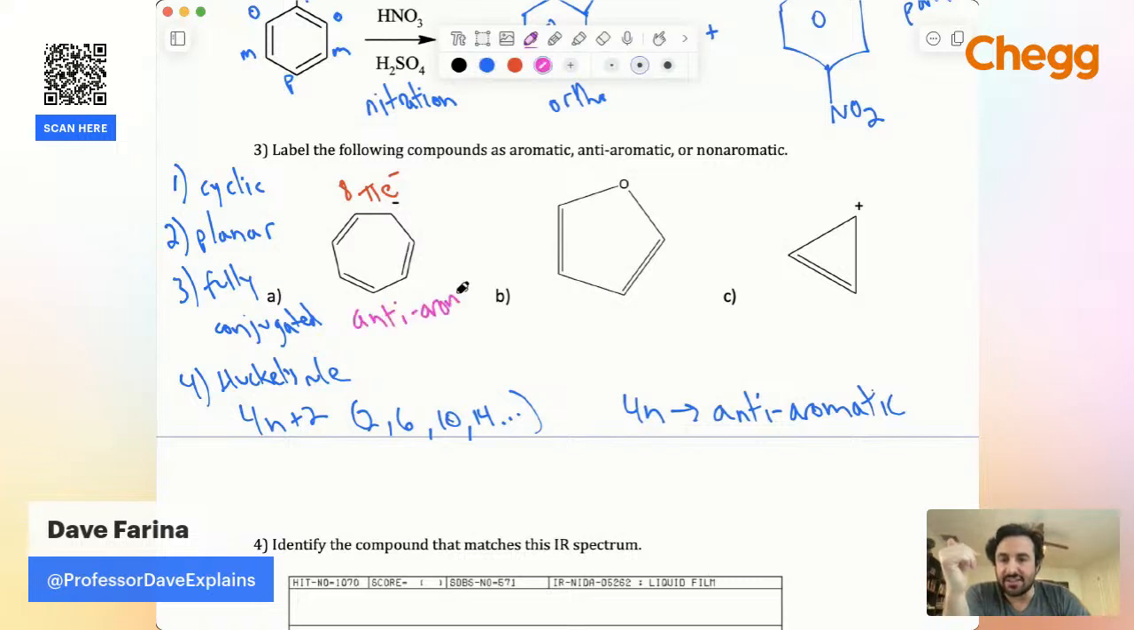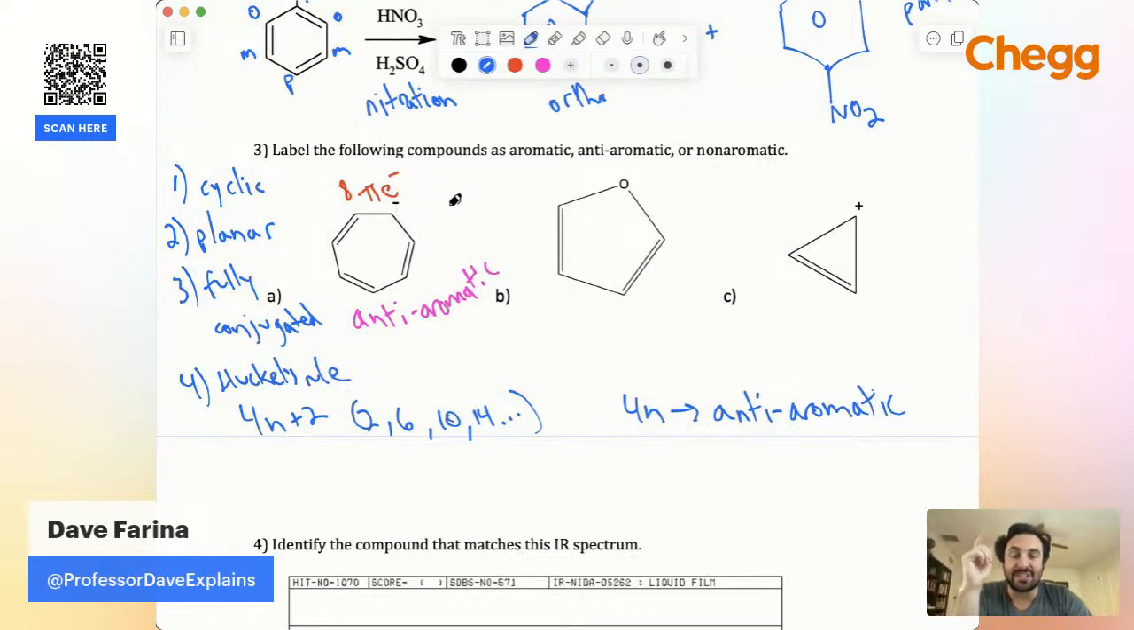So this is a specifically destabilizing situation, whereas aromaticity is stabilizing, brings the system to a lower energy. Anti-aromaticity brings the system to a higher energy. It is destabilizing. So that anion there makes it anti-aromatic. If there was no formal charge there at all, if this was just a neutral carbon, then it would be non-aromatic because it would not be fully conjugated. This carbon would not be participating in resonance. There would be no pi electron density getting to that carbon, so it would be non-aromatic.